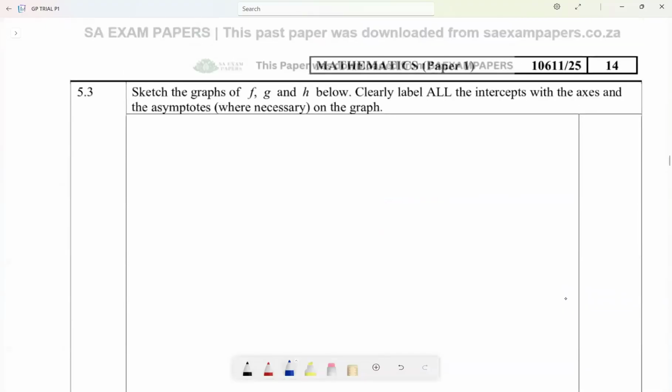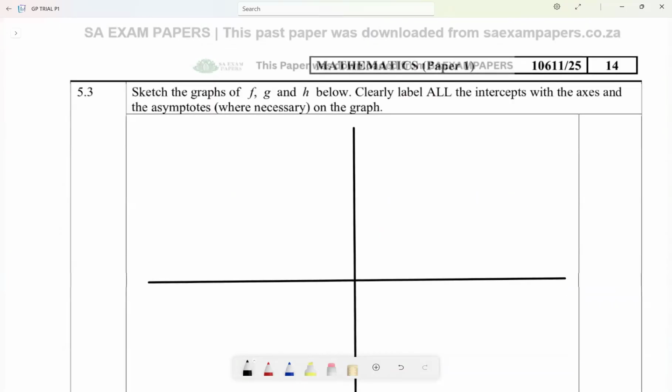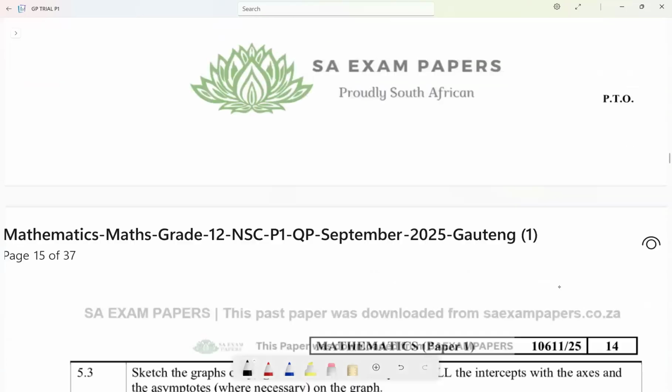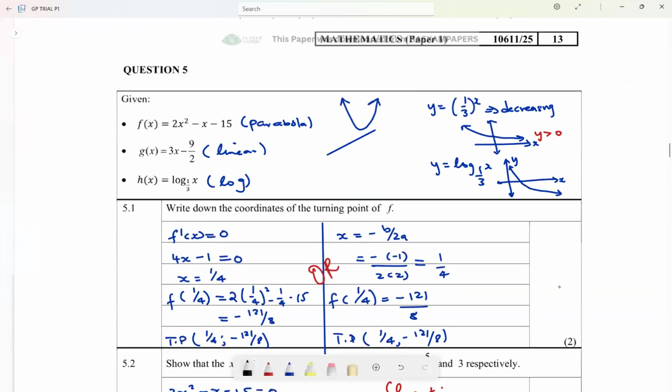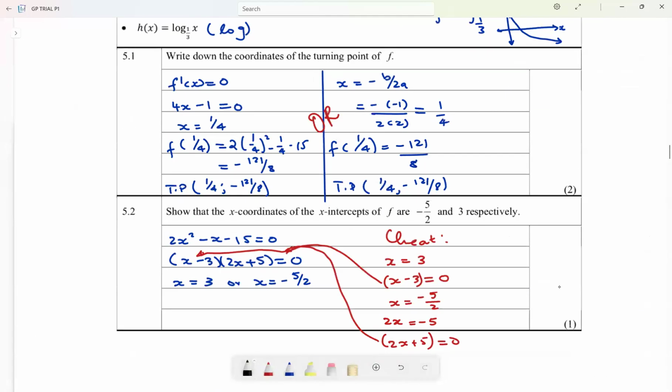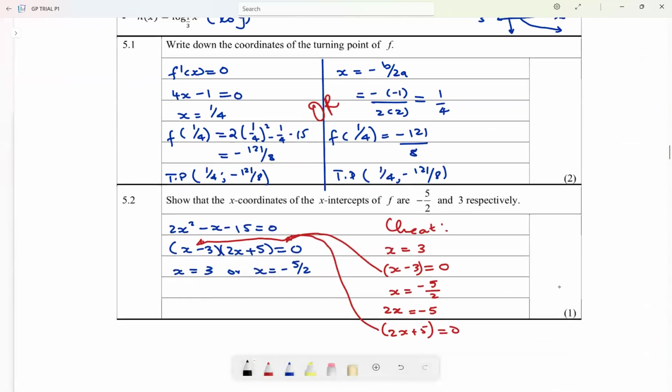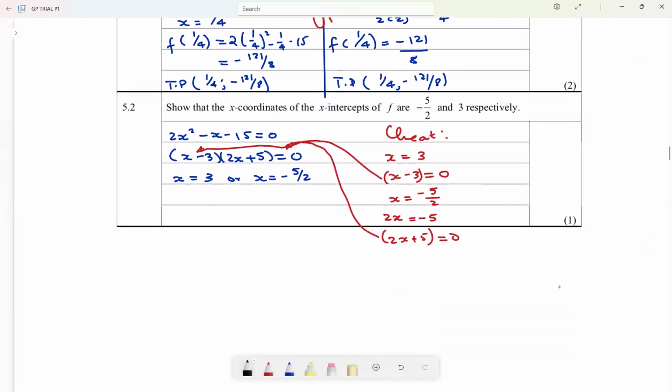So let's try to have a beautiful sketch. I'm going to start with a parabola. Why a parabola? Because it has a turning point at where? It has a turning point at positive 1 over 4 and negative 121.